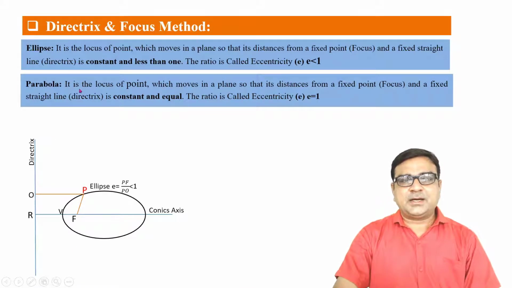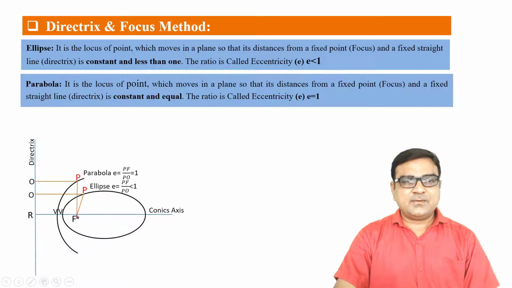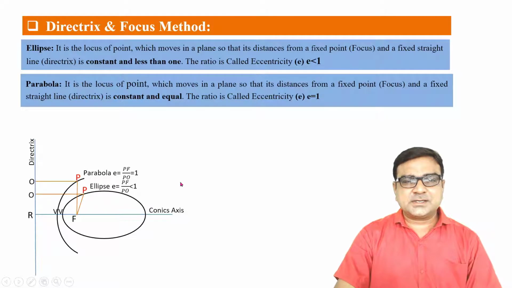Now for the parabola, it is the locus of a point which moves in a plane so that its distance from a fixed point and a fixed straight line, the directrix, is constant and always equal to 1. For the same directrix and the same axis, if you draw the parabola, then for a point P of the parabola, the distance from P to the focus and from P to the directrix O are always the same. So the value of the ratio is 1.